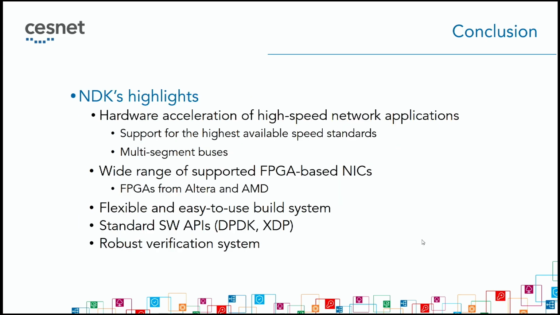So, to wrap up this presentation, if you would take anything from it, I would be happy if you took 2 points. One, that the NDK is built to support network applications at the highest throughput rates. Currently, we are at 400 gigabits. We are hoping to move even beyond that.